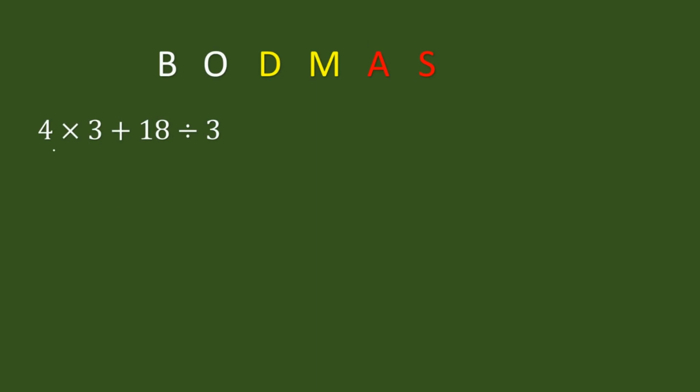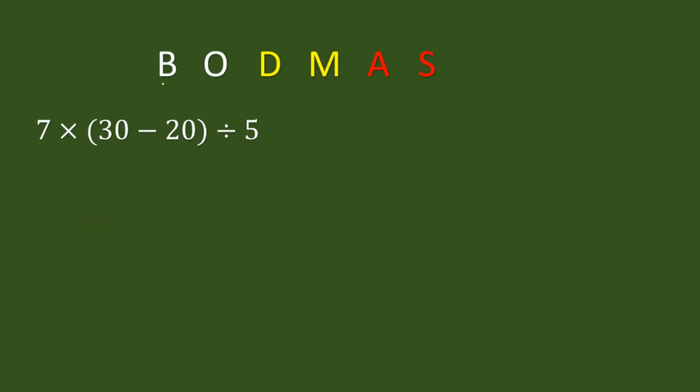Then now we have multiplication here and division there. So we can multiply here 4 times 3, plus and then 18 divided by 3. 4 times 3, that is 12. Then plus 18 divided by 3, that is 6. We have to start by multiplying and dividing before adding. And then 12 plus 6, that is 18.